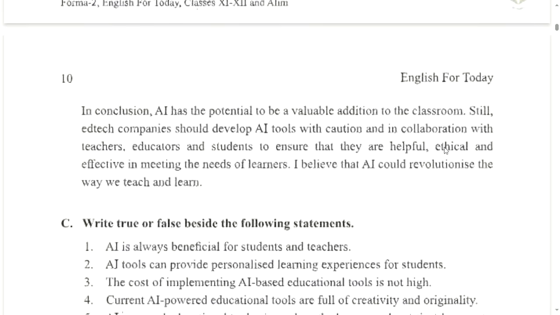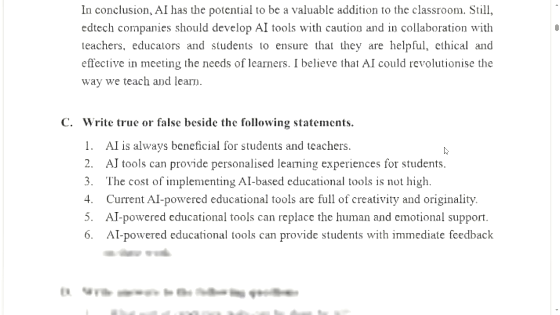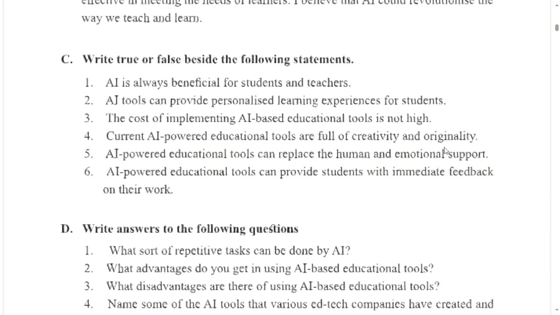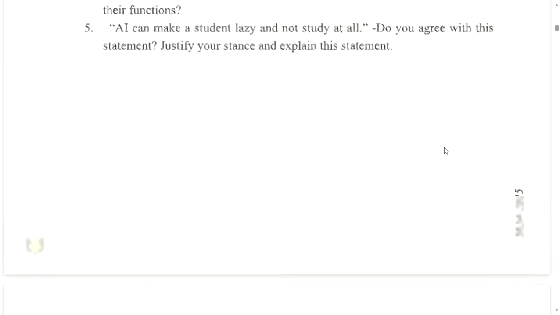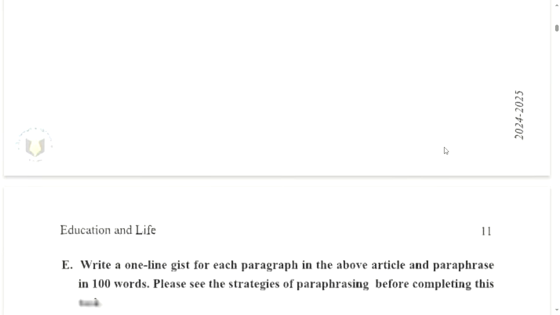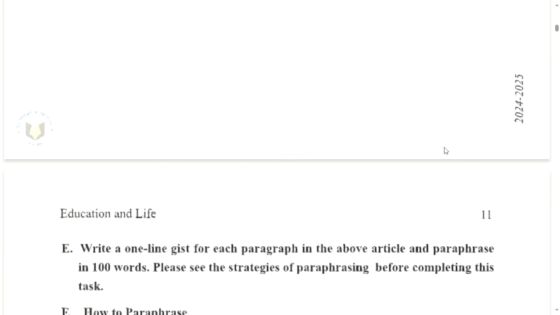C. Write true or false beside the following statements. Do it yourself. D. Write answers to the following questions. E. Write a one-line gist for each paragraph in the above article and paraphrase it in 100 words. Please see the strategies of paraphrasing before completing this task.